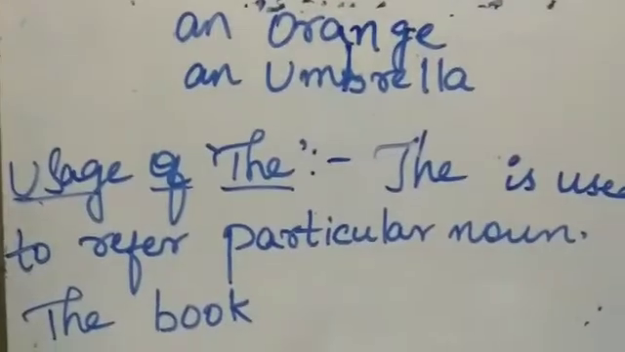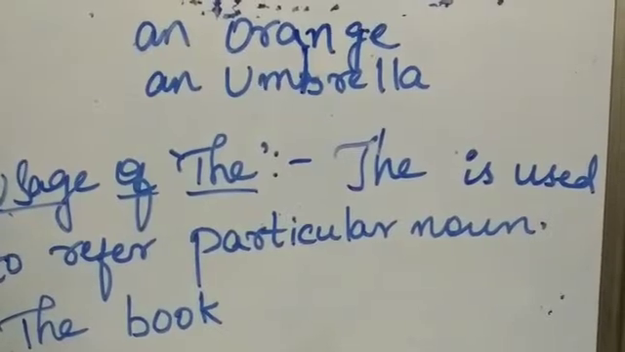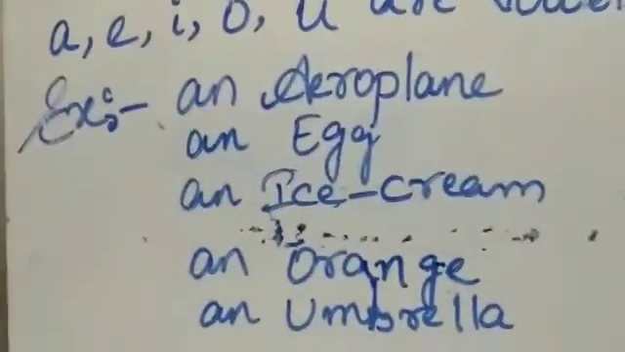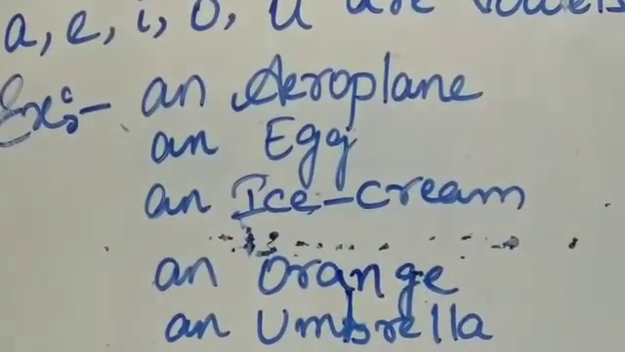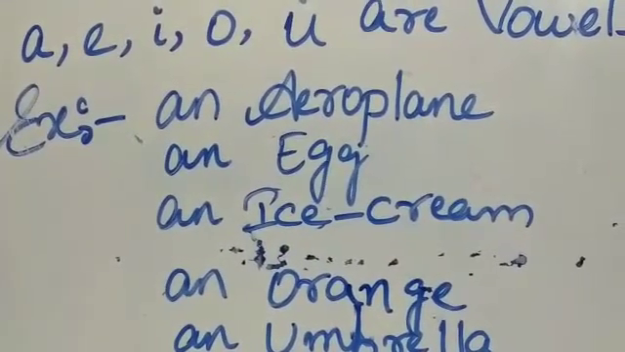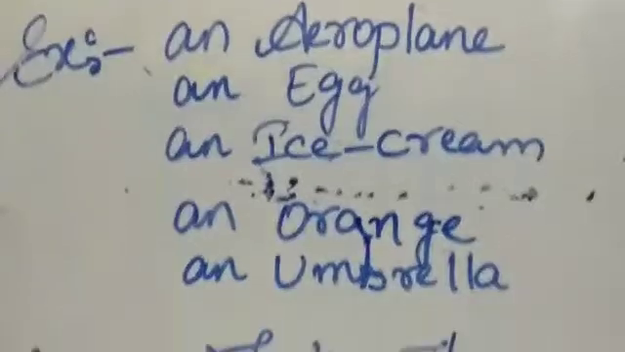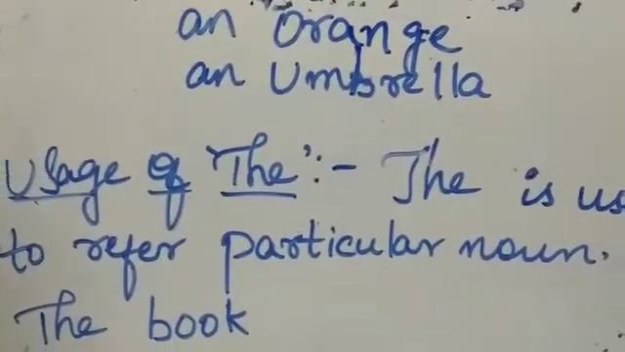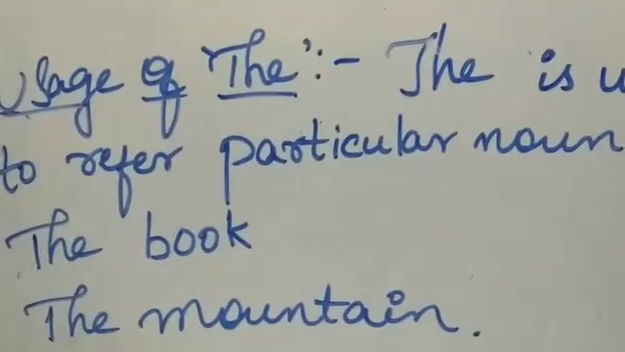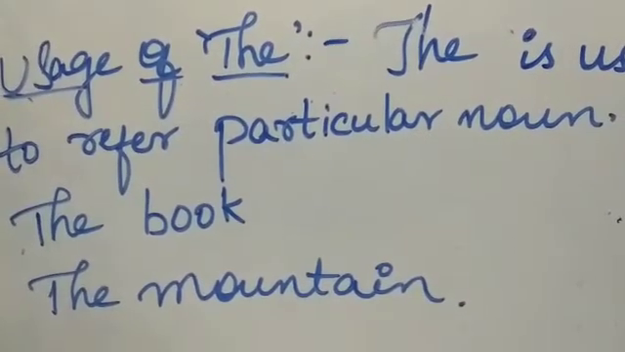Here next, usage of the. The is used to refer to a particular noun. Previously we have seen a book, an aeroplane, an egg, to indicate one object. Here you don't know that the object is particular, you are not referring to a specific object. Whereas coming to the word the, you are sure that you are talking about a particular object or a particular noun. For example, the book, the mountain.